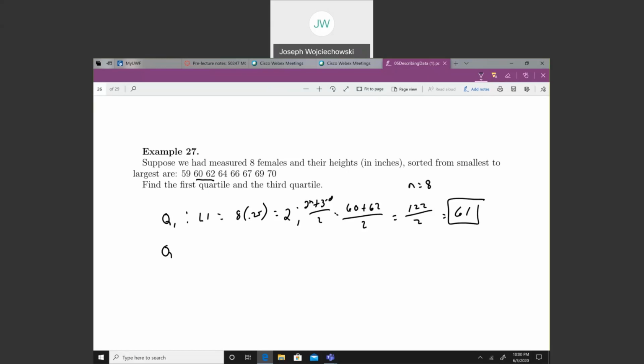For Q3, we have L3 is 8 times 0.75, which is 6. So we take the 6th plus the 7th over 2, which is 67 plus 69 over 2, which is, 136 over 2, or 68.